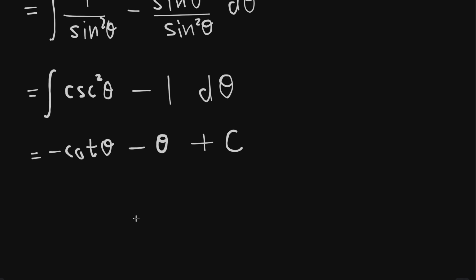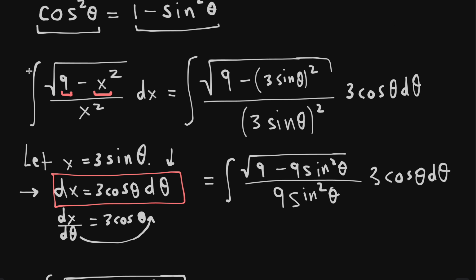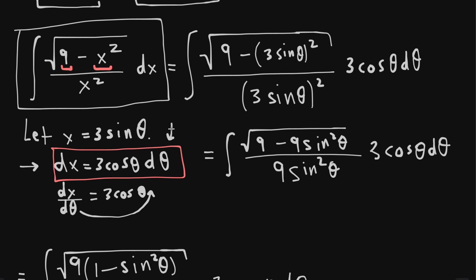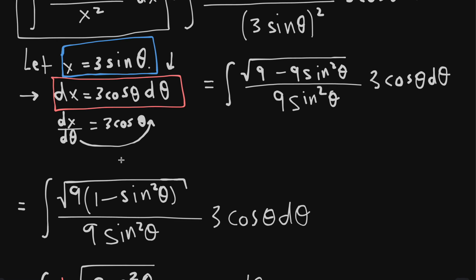Okay, now the thing is, we don't just want to answer in terms of theta, because our original question was in terms of x. So we need to replace all of the theta expressions with x expressions. And that is where a triangle is going to help us. So we're going to build a triangle based on our original substitution, which was x equals 3 sine of theta. We're going to use that to figure out the sides of a right triangle. That will help us transform from theta back to x.